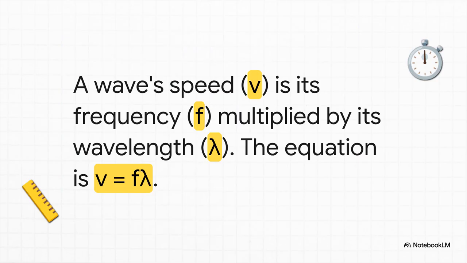And all of that comes together beautifully in this simple, elegant formula. v equals f times lambda. A wave's speed, v, is just its frequency, f, multiplied by its wavelength, lambda. Honestly, this little equation is the key to understanding pretty much any wave you can think of.